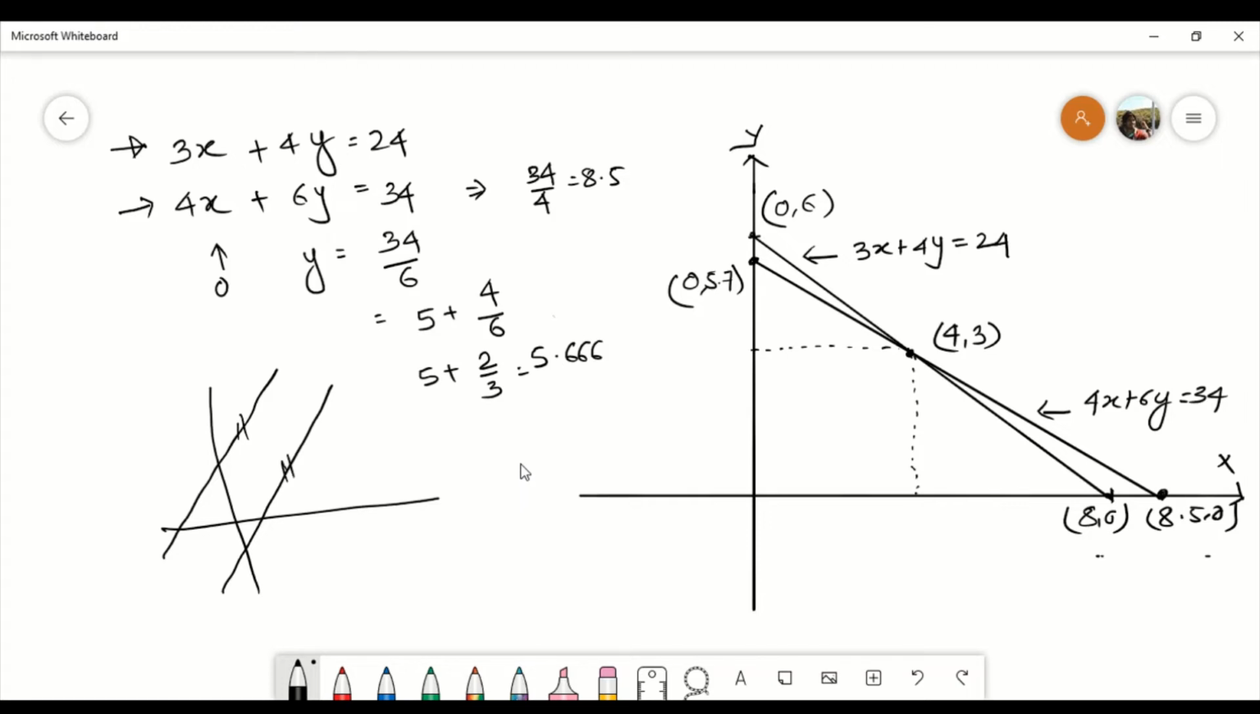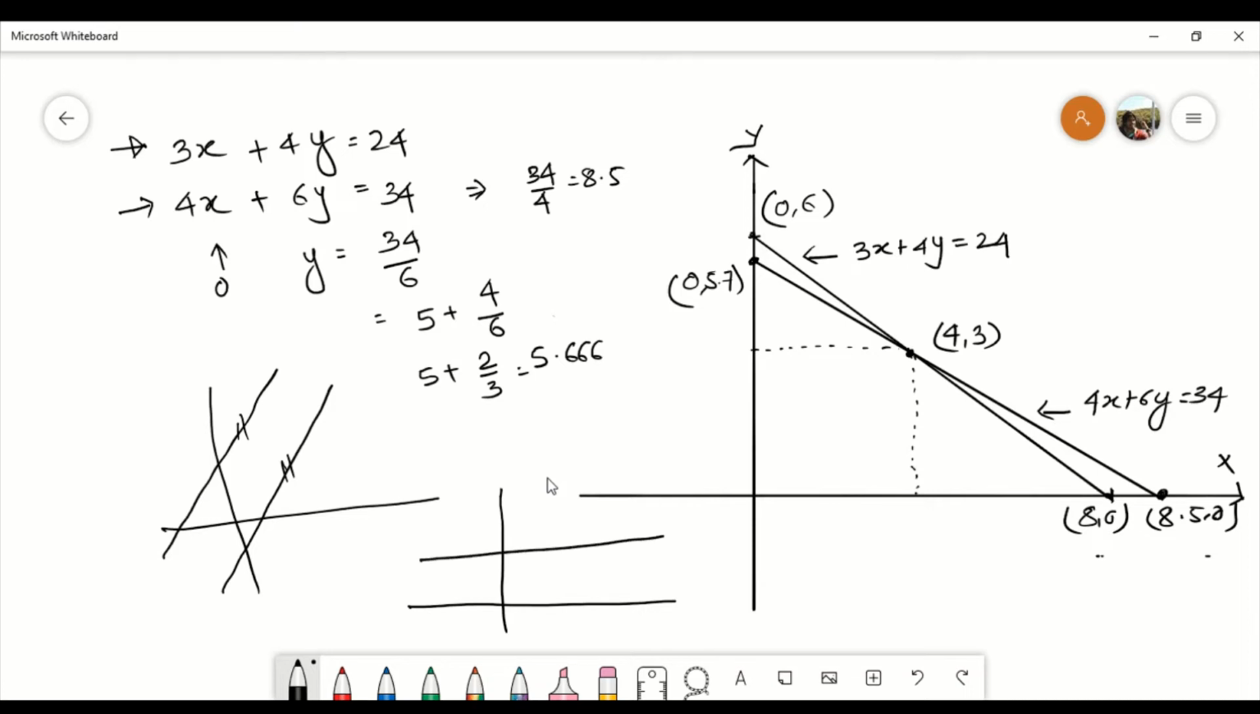So if they both are parallel, are they going to intersect anytime? No, right? So if they're not going to intersect, they're not going to yield us any solution. Similarly, we can also have a situation where we have coincident lines.